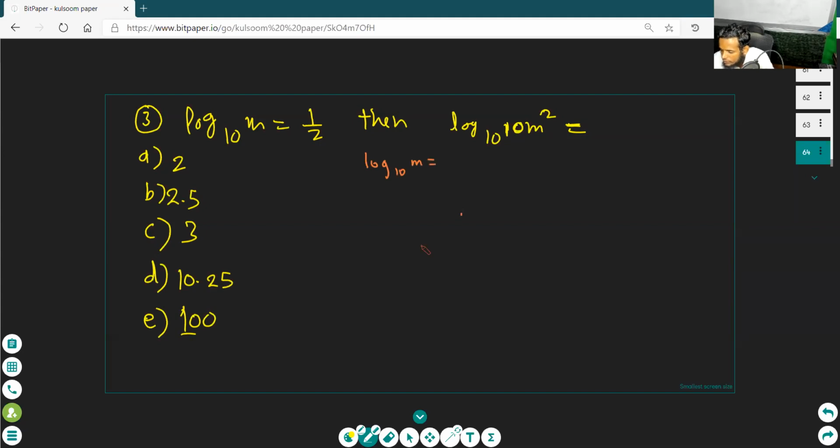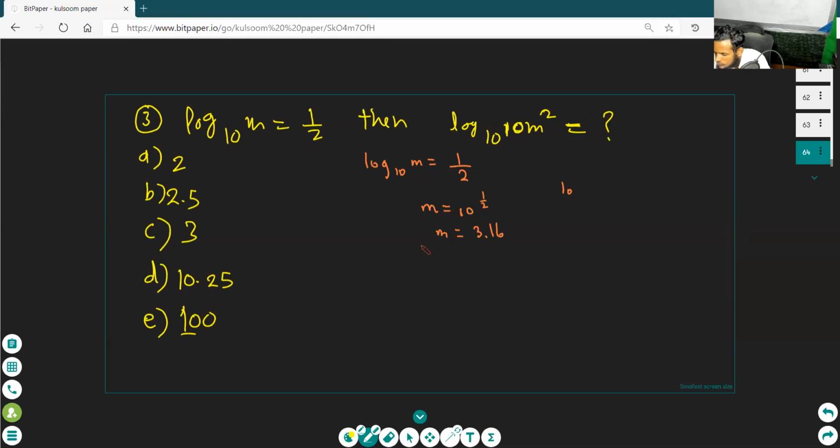We need the value of this, only the value of this. So it will be equals 1/2. But we don't need the m value. We need the value of this complete expression. Why? Because then I can replace the m. You are finding the value of m. What is the value of m? After finding the value of m, you need to put 10 here.